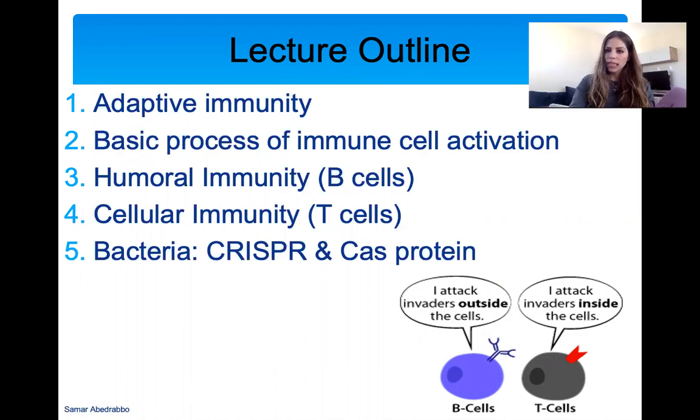So adaptive immunity is a little bit more involved than innate immunity. And within adaptive immunity, there are two components. There's humoral immunity and cellular immunity. So you're going to learn about both. And then finally, we're going to end the whole lecture by talking about the immune system in bacteria called CRISPR.